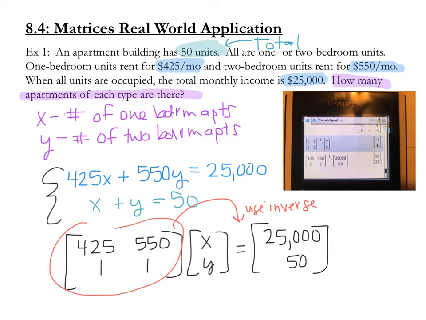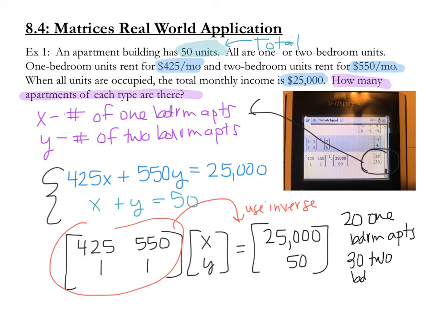So the last thing I want you to do here, because this is a real world problem, is answer the question in words. So you need to explain what the 20 and what the 30 mean here, and we're just going to look back at what we called the variables. That means we have 20 1-bedroom apartments and 30 2-bedroom apartments. So you just have to answer explaining what those answers you got are in reference to the problem.